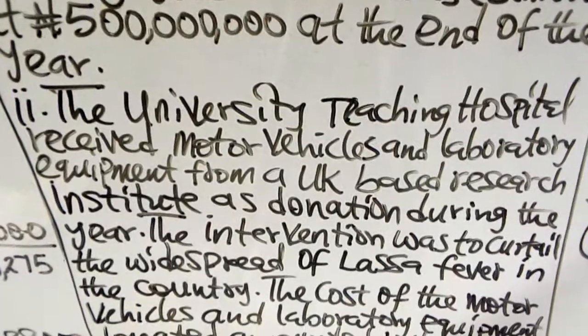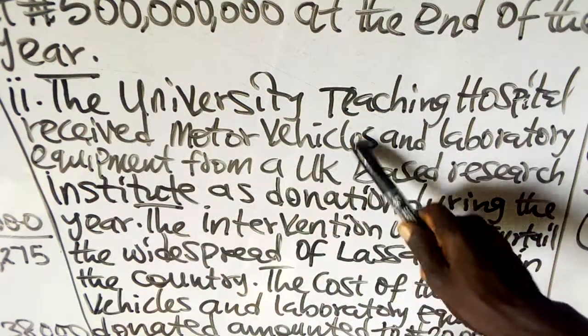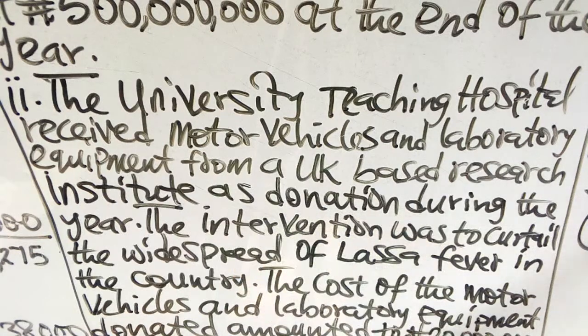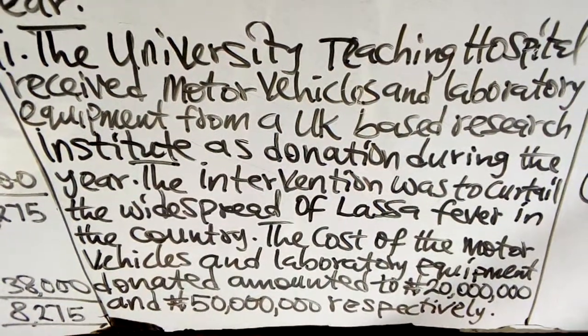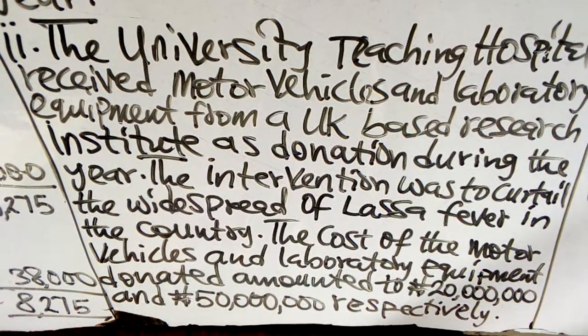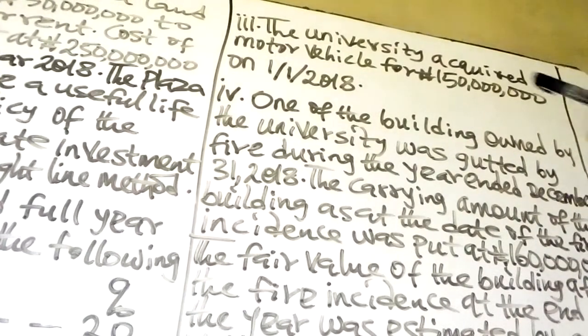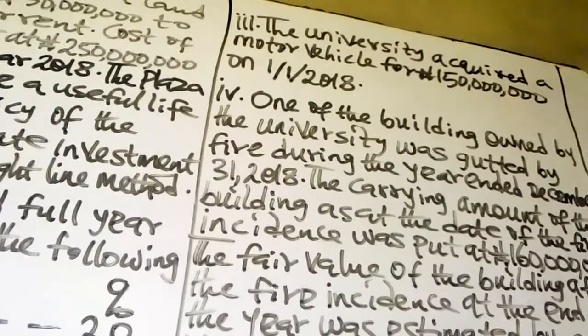Then note two. The university teaching hospital received motor vehicles and laboratory equipment from a UK-based research institute as donation during the year. The intervention was to curtail the widespread of Lassa fever in the country. The cost of the motor vehicles and laboratory equipment donated amounted to 20 million naira and 50 million naira respectively. Note 3. The university acquired a motor vehicle for 150 million on 1st of January 2018.